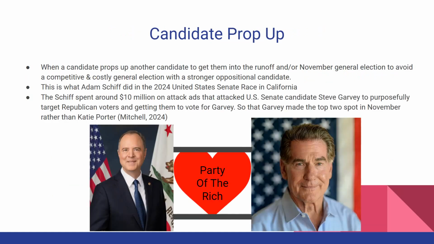You see, during the 2024 California United States Senate race primary, Adam Schiff propped up Steve Garvey. And if you don't know the term candidate prop up, it is when a candidate props up another candidate to get them into the runoff and or November general election to avoid a competitive and costly general election with a stronger oppositional candidate. This is what Adam Schiff did in the 2024 United States Senate race in California.